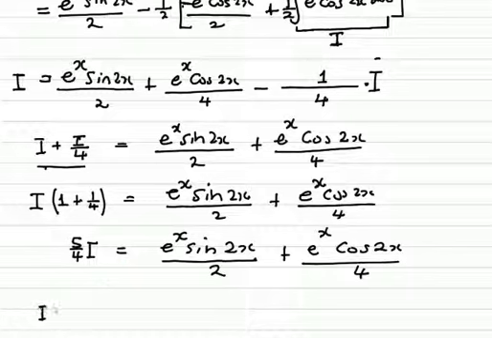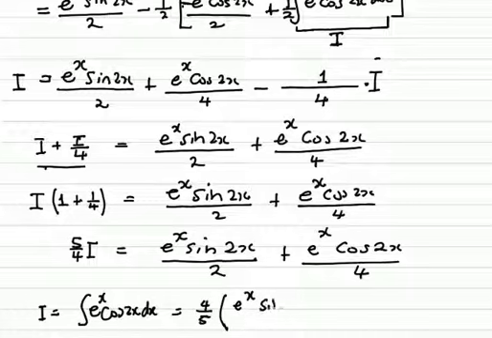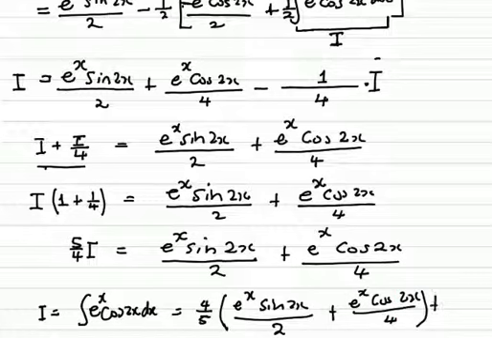Remember, I is equal to our integral, which is e to the power of x cosine 2x dx. If we make it the subject of the formula, we have to divide both sides by 5 over 4, which will give us 4 over 5, because we invert that fraction, multiplied by e to the power of x sine 2x all over 2 plus e to the power of x cosine 2x all over 4 plus c.